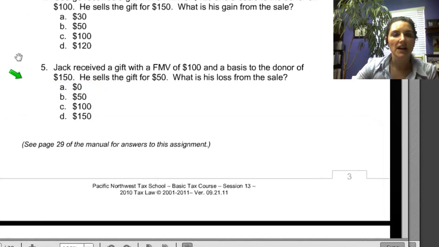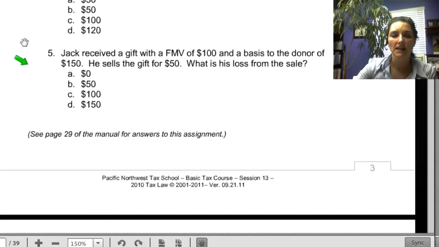Finally, number 5. Jack received a gift with a fair market value of $100 and a basis to the donor of $150. He sells the gift for $150. What is his loss from the sale?